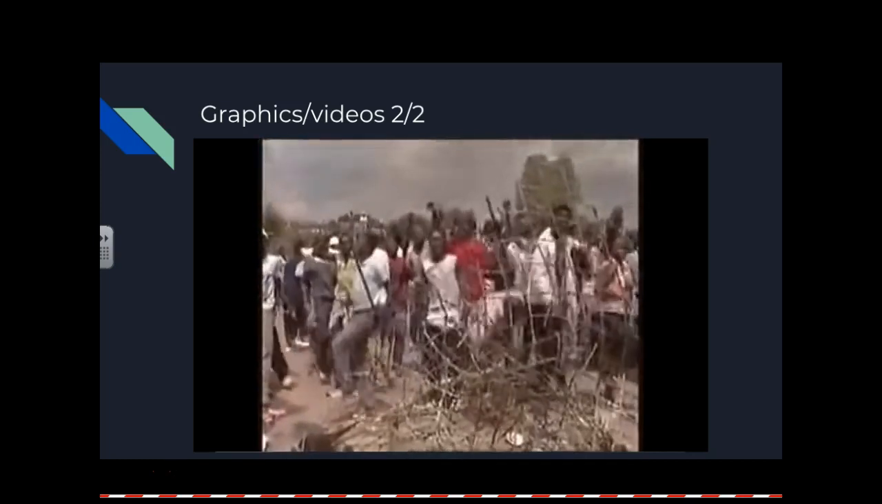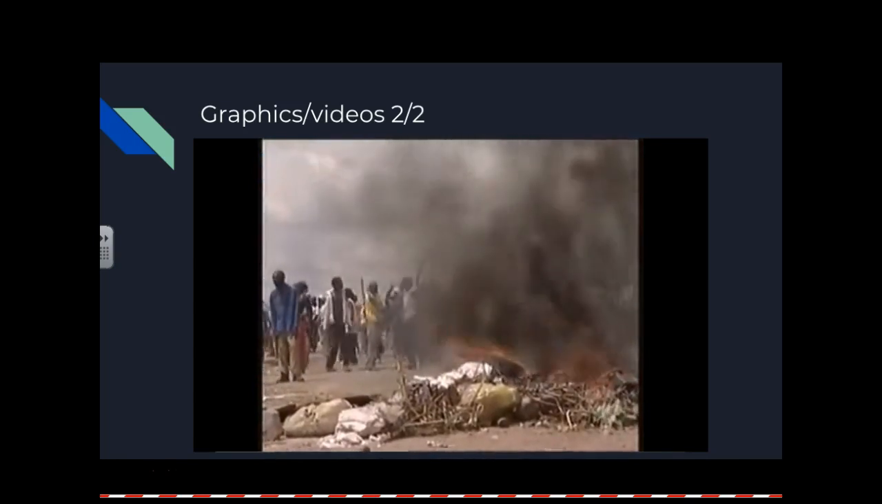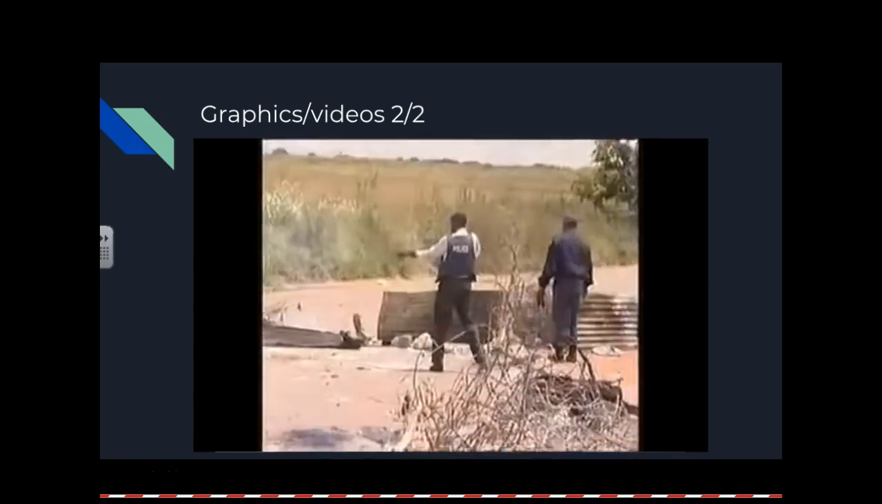Earlier this week, demonstrators in the township north of Johannesburg built barricades to protest the bad living conditions. They were fired on with rubber bullets by police.